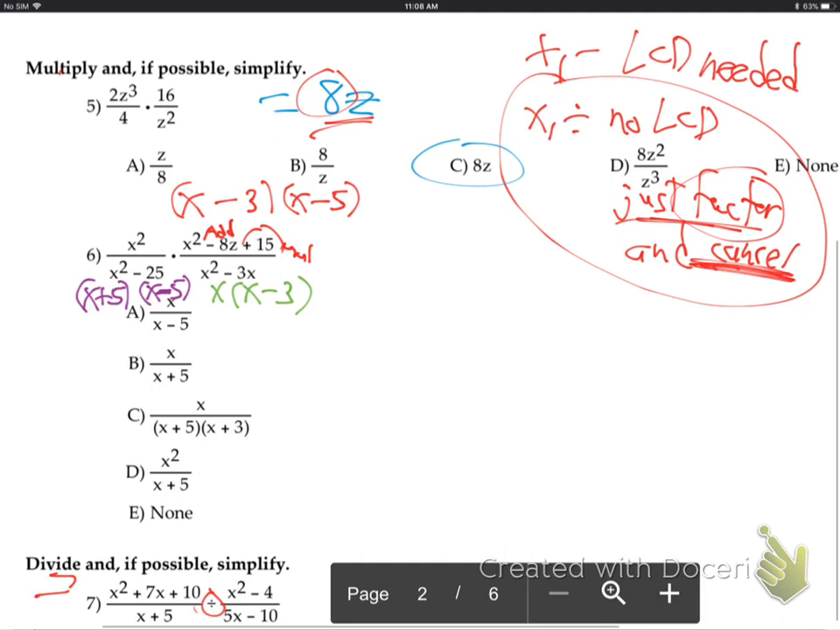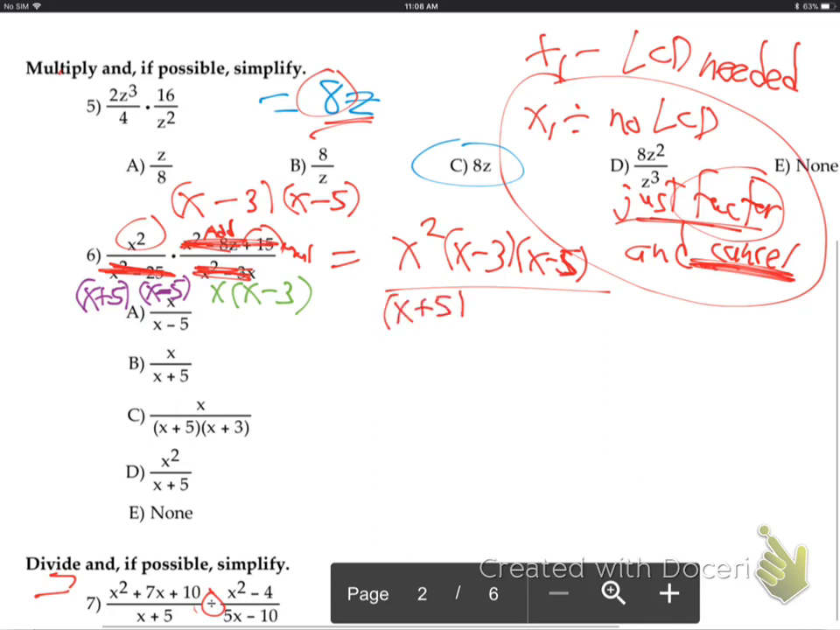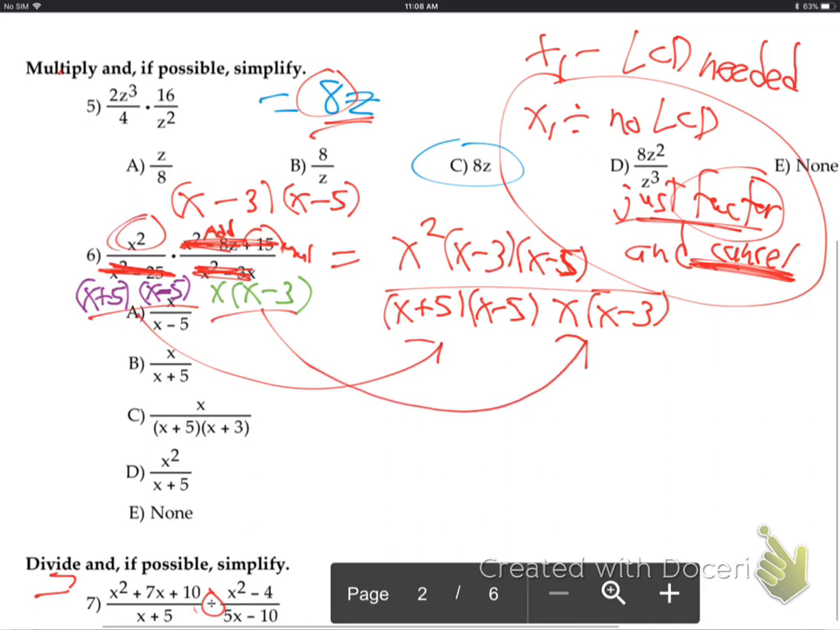Now we can cancel. I don't know if this is confusing, so maybe it'd be better if I rewrote it. What do we have? We have x squared, x minus 3, x minus 5 on the top. And on the bottom we have x plus 5, x minus 5, and x minus 3. Everybody see? So these two went here, this went there, this x squared's here, these guys are here. There's everything. Now everything's factored, isn't it?